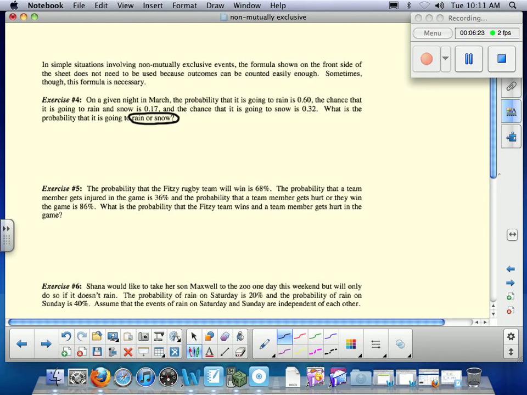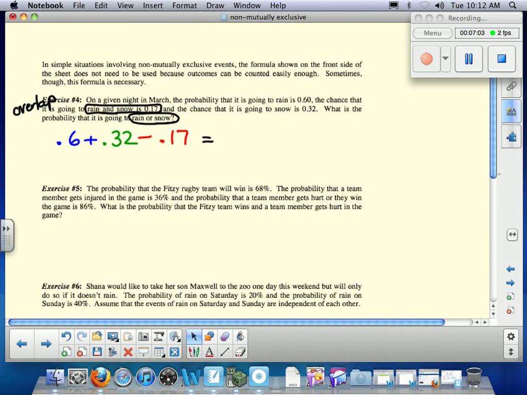Do we have overlap included in our problem? Yes. Right here is the overlap. The word "and" is your clue that you have some overlap. Okay, so probability that it will rain, they tell us, is 60%. The probability that it will snow is 32%. And what's the probability that it will rain and snow? That's 17%. Okay, so we have the overlap, it's just a little hidden.